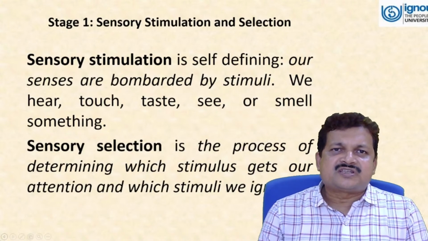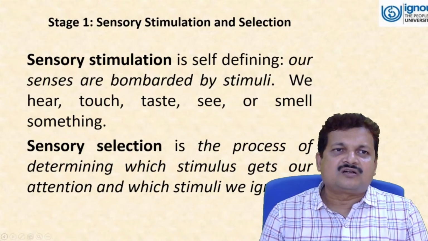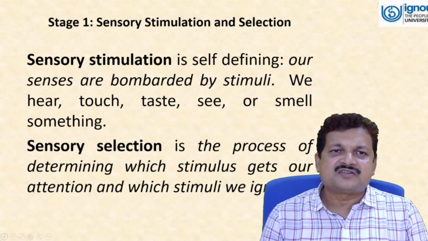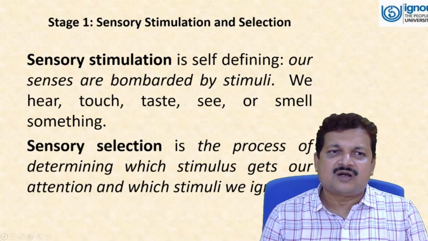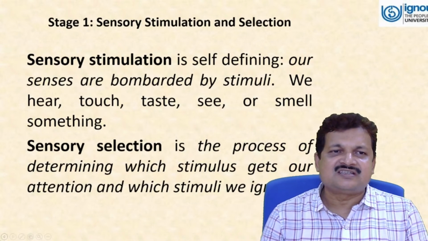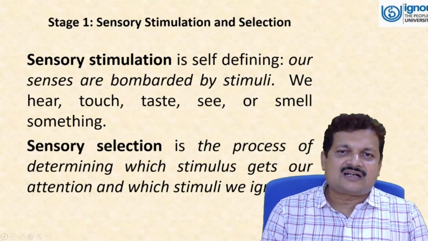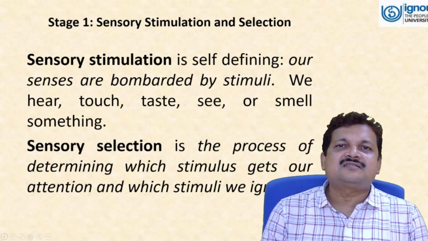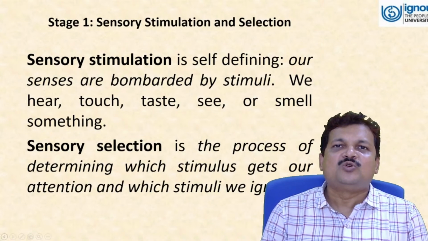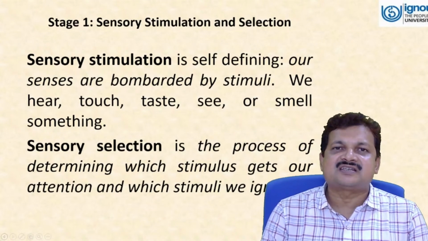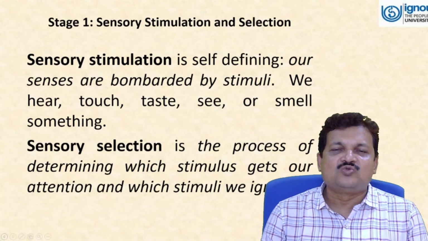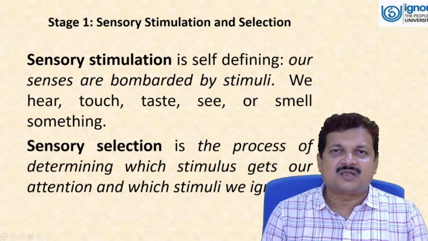Now, let us go through sensory stimulation and selection. What we have already discussed is that sensory stimulation is self-defining. Our senses are bombarded by stimuli, and we hear, touch, taste, see and smell something. So sensory stimulation means a sensory organ instantly knows something is happening. If the AC is too cold, you know instantly.